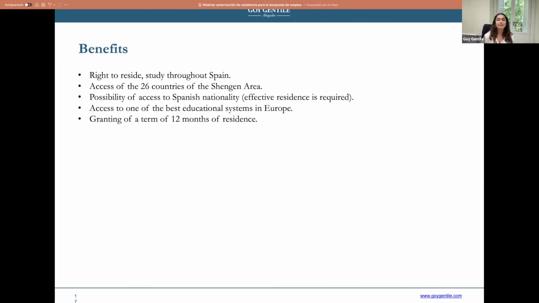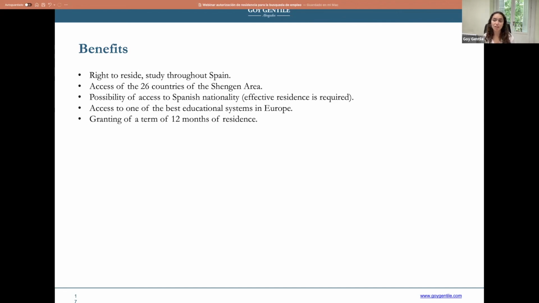As for the benefits, as with many of the other residence permits, we have the benefit to study and to reside here in Spain, and to also travel among 26 countries of the Schengen area, which is a big area actually right now. And we also have the possibility to obtain the Spanish nationality if we reside effectively here in Spain. So we have that chance, which is a really important benefit, taking into consideration that we changed our situation from a stay situation as students to a residence situation with the job search visa.